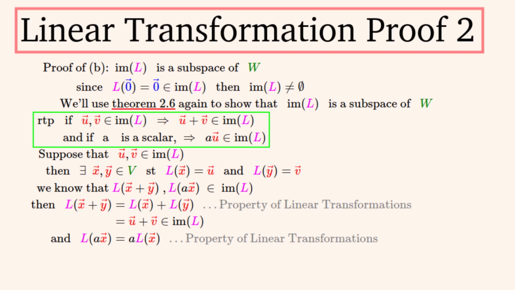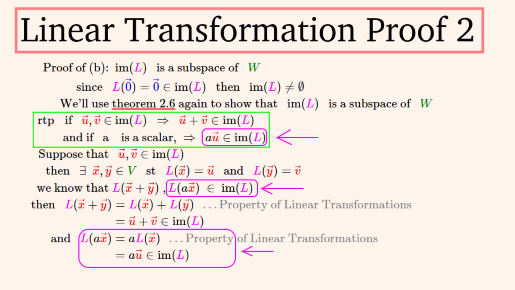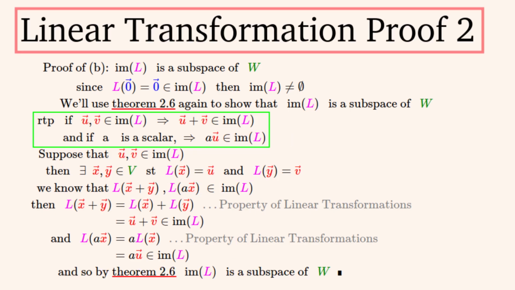So then applying L to a times x is in the image. We can take the scalar outside the function because it's a property of linear transformations. We can then evaluate Lx to give us u, so that we finally end up with a times u. And this is in the image of L because it's equal to L applied to a times x, which is in the image of L. So we've proven both things that we were required to prove, so that the image is a subspace of the codomain W. So we've proven both parts A and B, so we've proven the whole theorem.